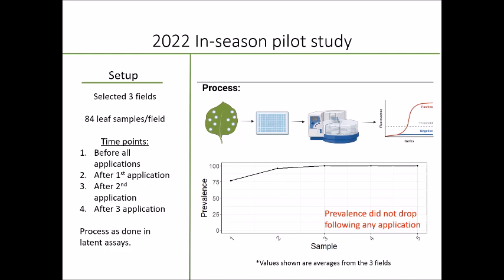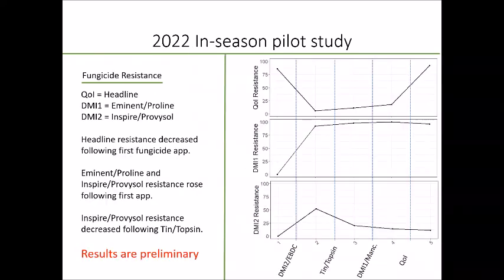Sorry, 4 fungicide applications. So the main finding, or a primary finding of this pilot study, is that prevalence rose to about 100% and then never dropped. So no matter how many fungicide applications were applied, we never saw a decrease in the prevalence of infected tissue for the 84 samples per field. However, we did see some really interesting trends as far as the fungicide resistance that we saw in these fields.